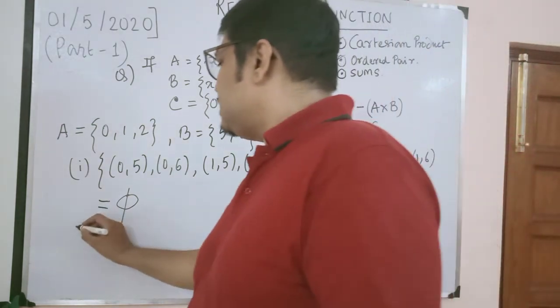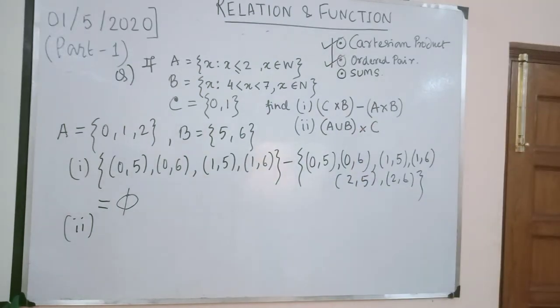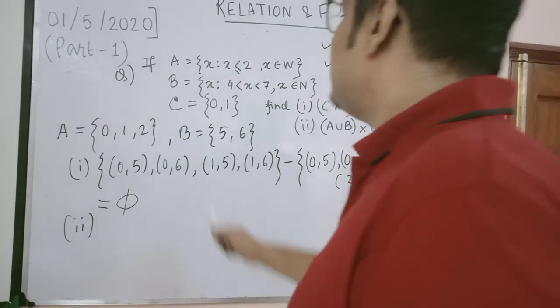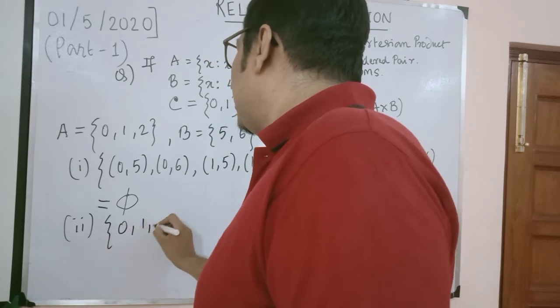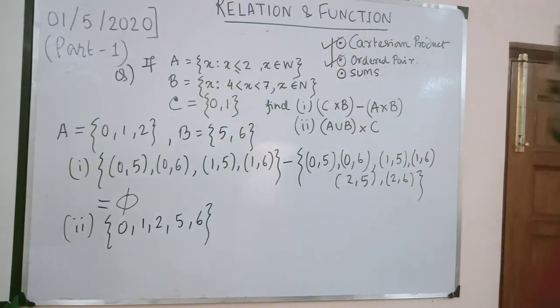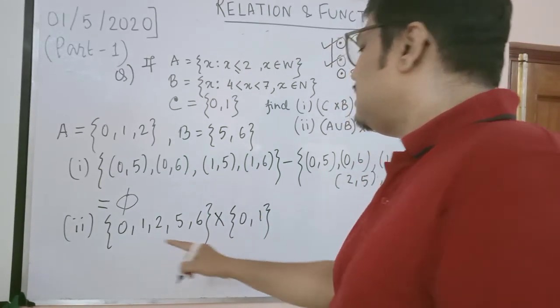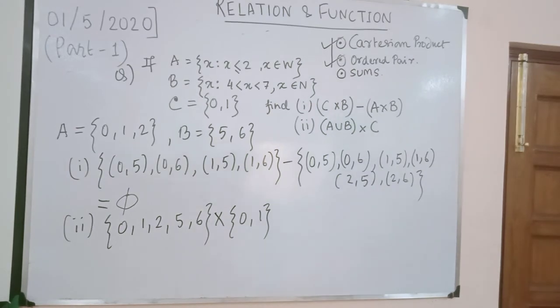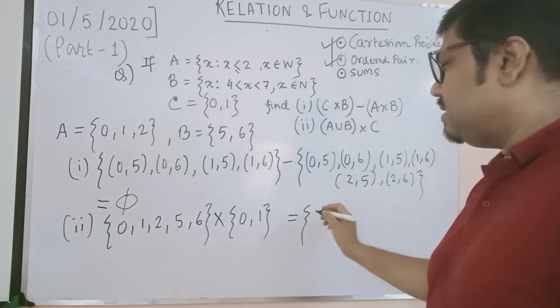Okay, now let us see the second sum. What do we get? We got A union B, then cross C. So first you do A union B. When you do A union B, you get all the elements, that means 0, 1, 2, then 5, 6. So how many elements? 5 elements. Now this will be crossed with C. C means 0, 1. So you can see that there will be many elements, that means 10 elements we have to write over here. I'll start writing from here, otherwise it will take a huge space.